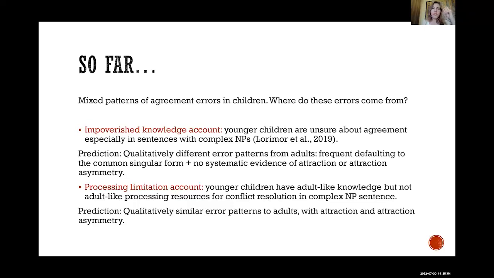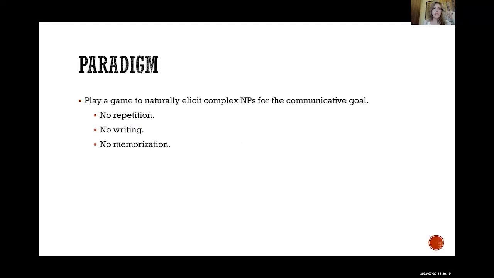This account would make a very different prediction. So we now expect qualitatively similar error patterns between children and adults, we just expect children to make many, many more errors than adults. So this is what we wanted to test in this study.